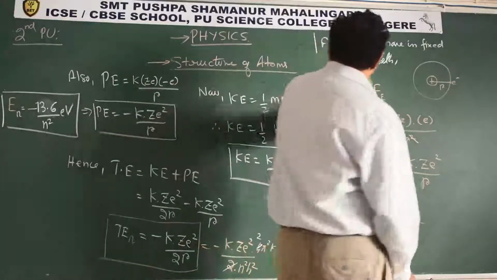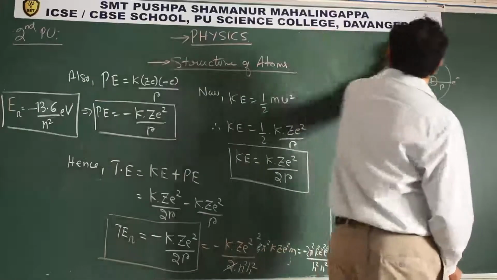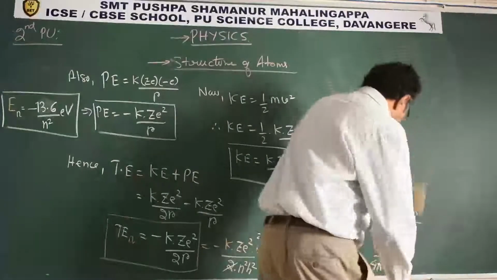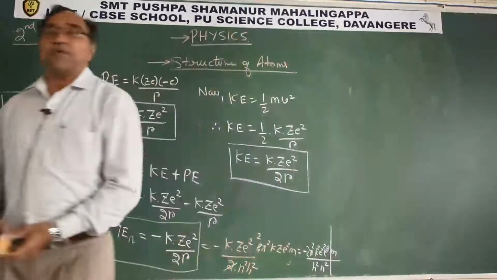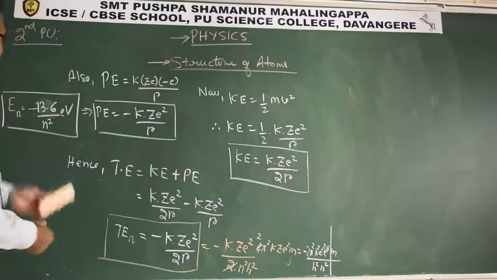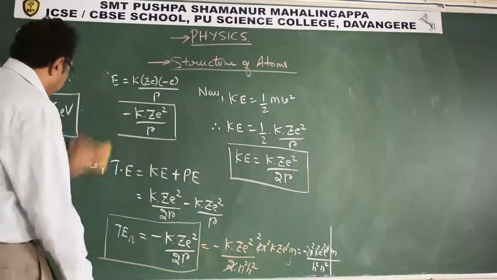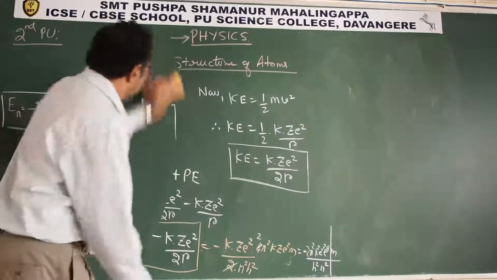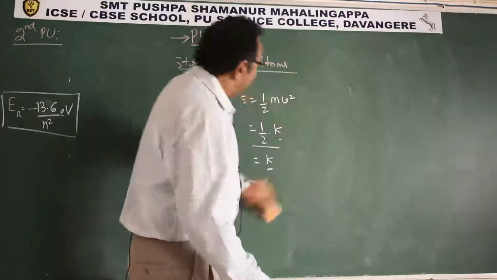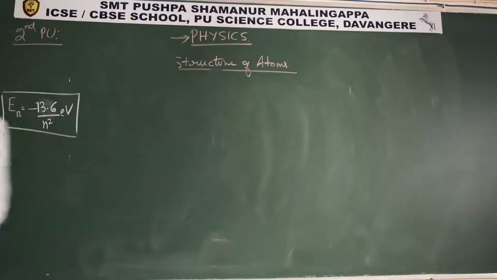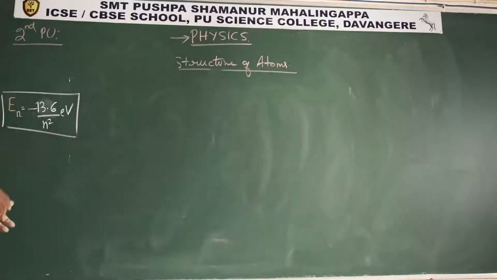Now, see, what have we derived? We have derived the energy of an electron in a given orbit, right? So I will keep that and remove everything else. We have seen how the energy of an electron in a given orbit can be obtained. This is what we have, the energy of an electron in a given orbit.